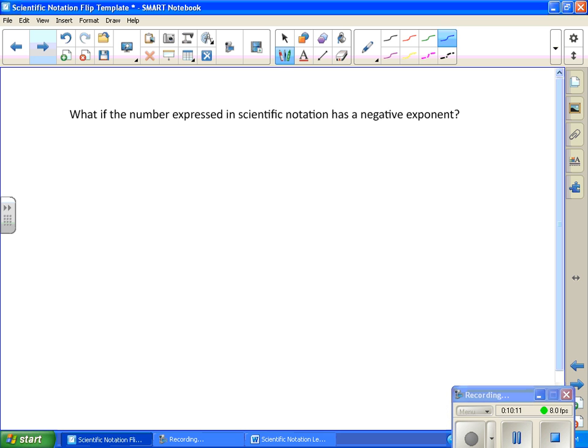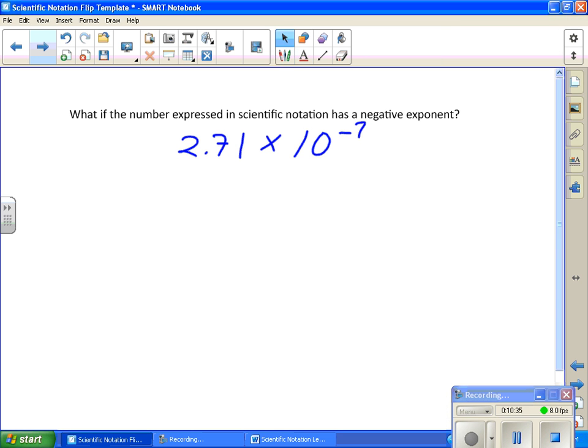What if the number expressed in scientific notation has a negative exponent? Well, let's use the example of 2.71 times 10 to the minus 7th power. We know that this number has to be a fraction because the exponent is a negative number. So we know that this number is going to be very much smaller than 1. We need to move the decimal point 7 places, but because we're going to make this a very small number, we know we need to move the decimal point to the left 7 times.